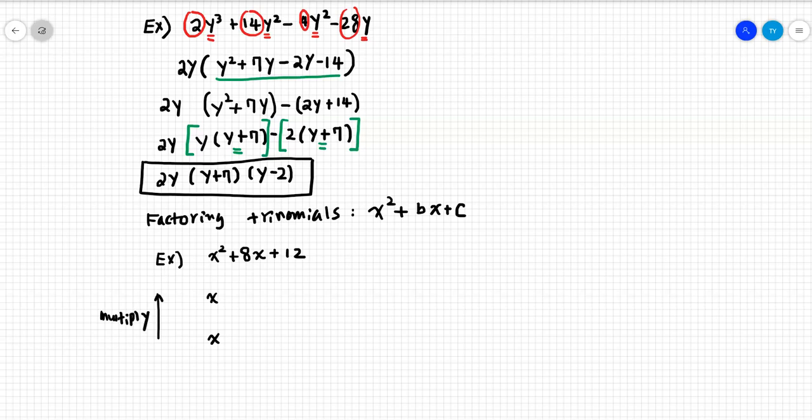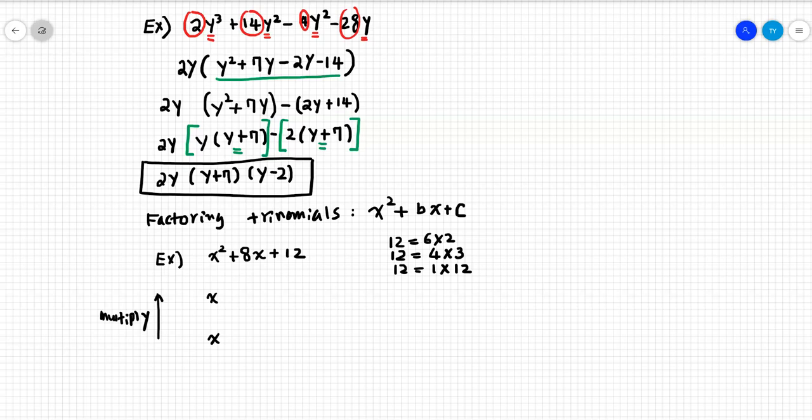And same thing over here, 12. Now there are different combinations here, right? So 12, you can write it as 6 times 2, or 12 as 4 times 3, or 12 as 1 times 12. However, you want to try the closest one first.